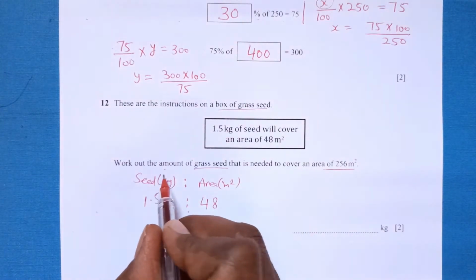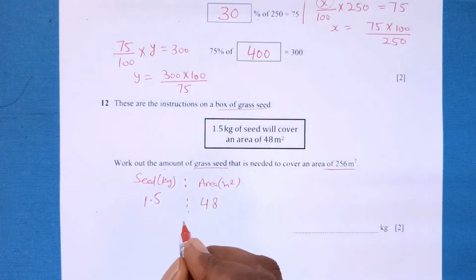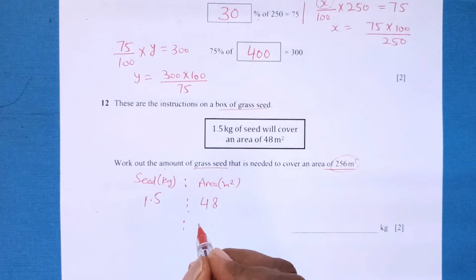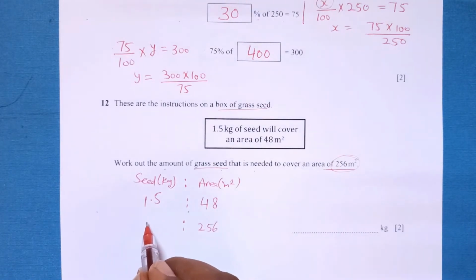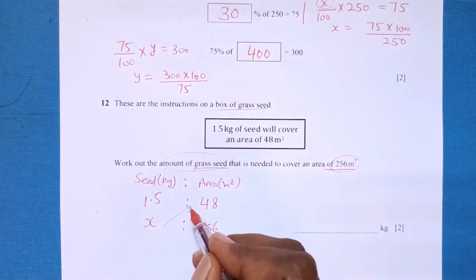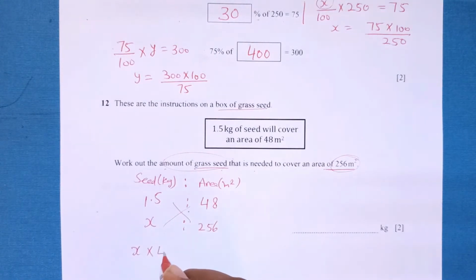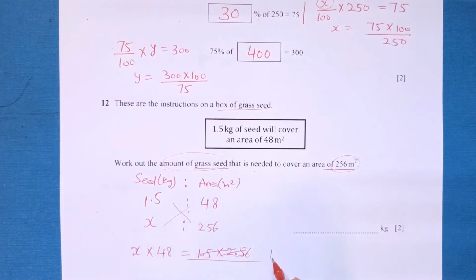So now the question is, work out the amount of grass seed needed to cover an area of 256. It will go under area 256, and we need to know how much grass seed. So let's say this is x. Now just cross multiply to find x. So x times 48 equals 1.5 times 256. So x will be 1.5 times 256 divided by 48. When you calculate this, it becomes 8. So the answer is 8.